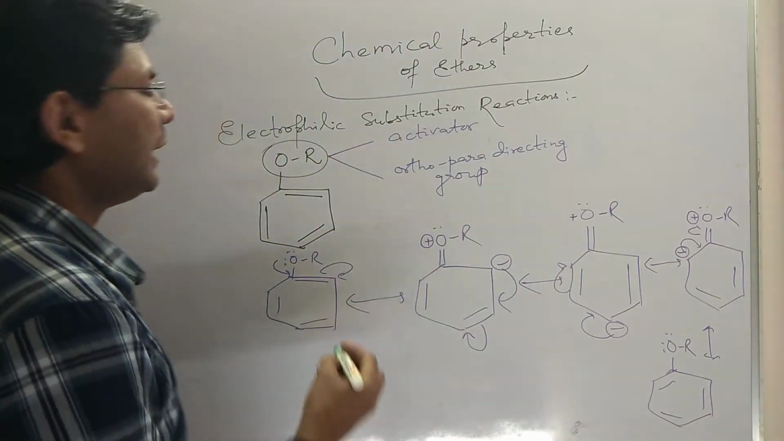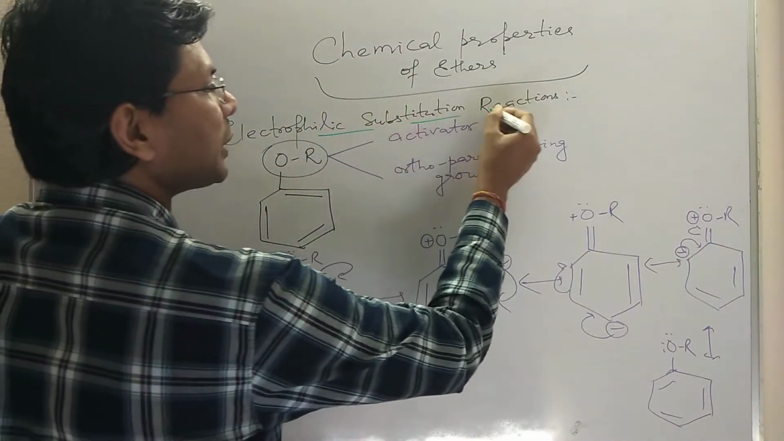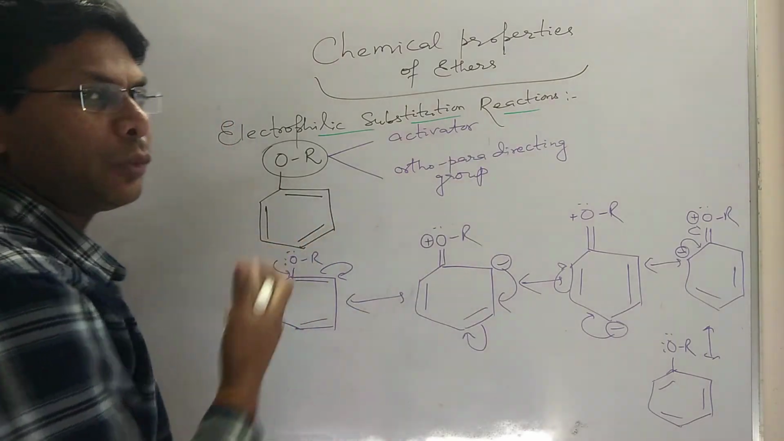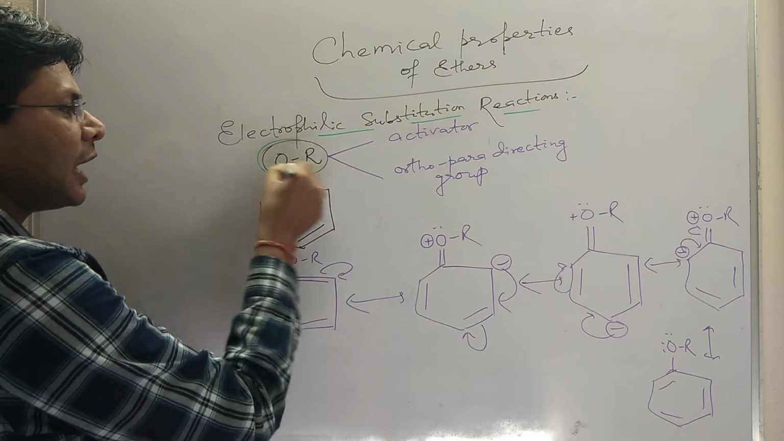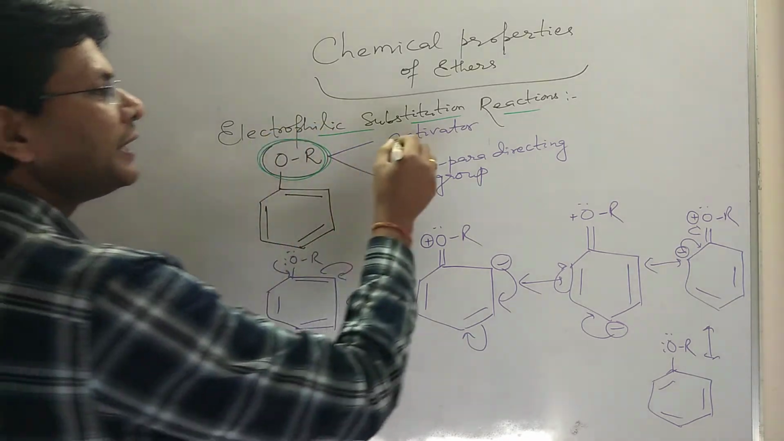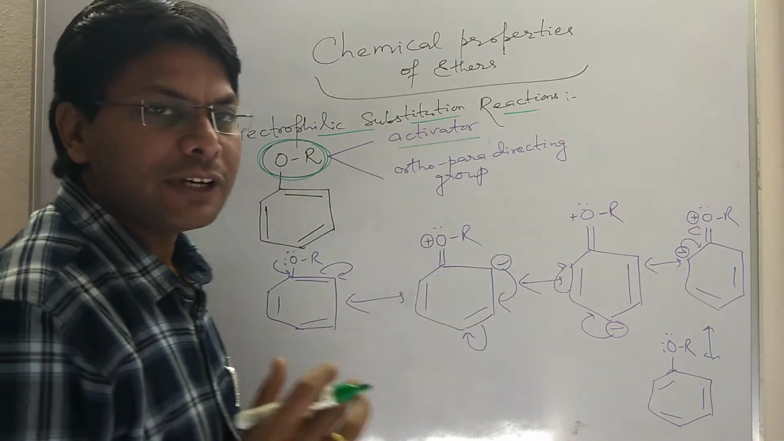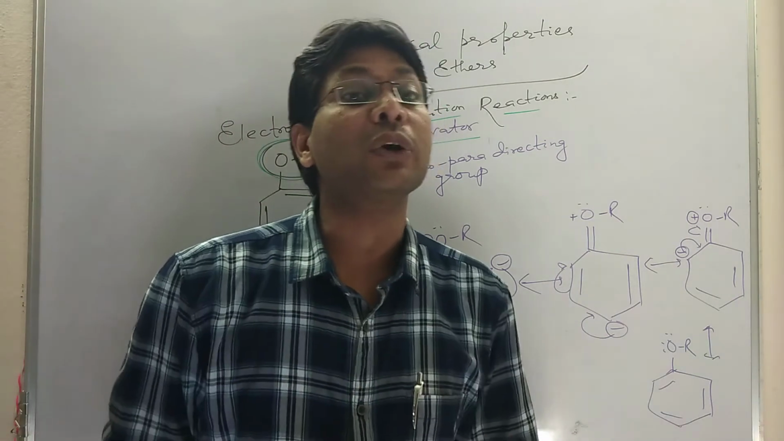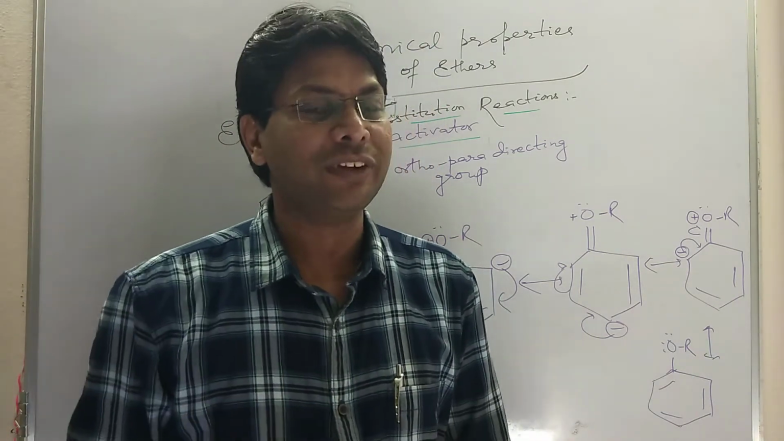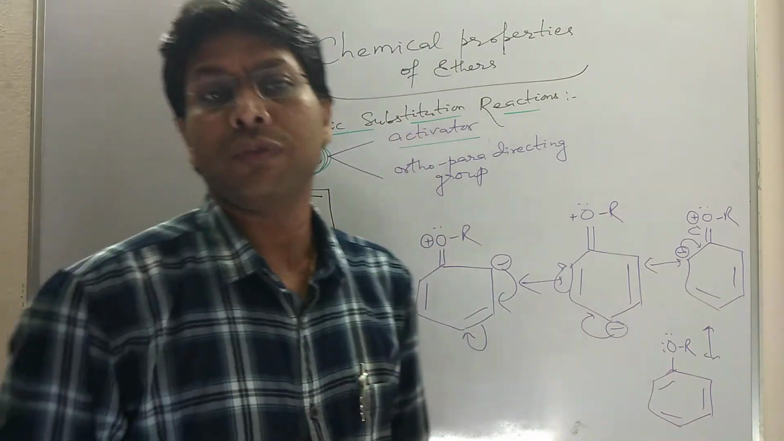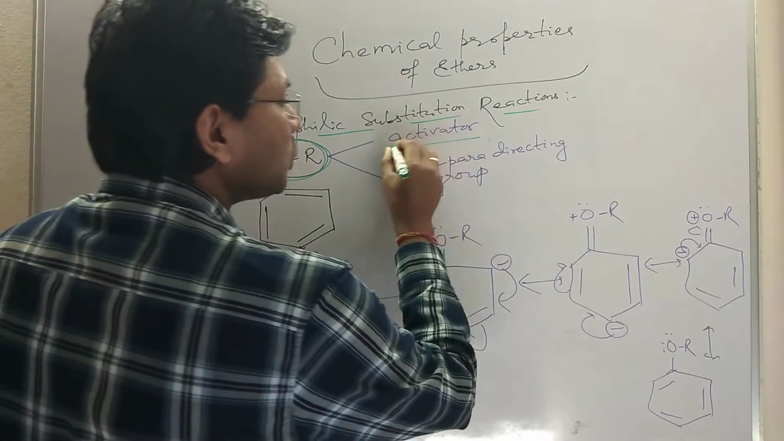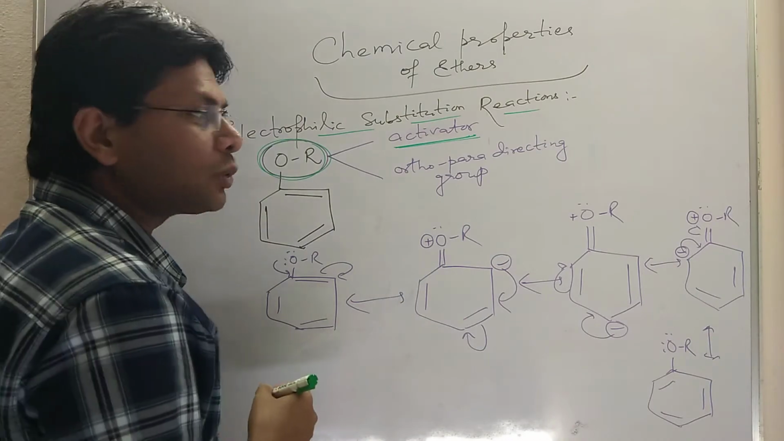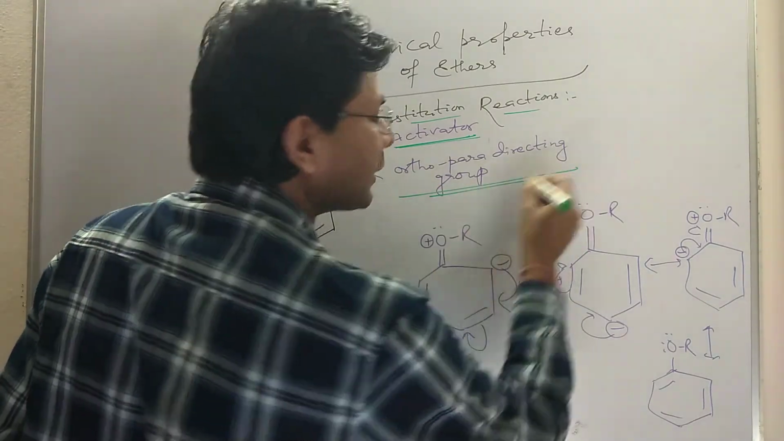Now let's see the electrophilic substitution reaction. So we are going to discuss aromatic ethers. In an aromatic ether, the alkoxy group, the OR group, is an activator. An activator is a group which increases the electron density in the benzene ring by some sort of donation. It can be inductive donation or resonance donation. So it is an activator just like the OH group of phenol, and it is an ortho-para directing group.